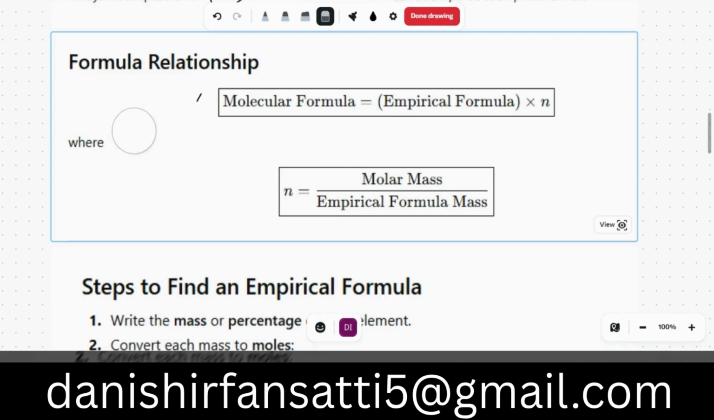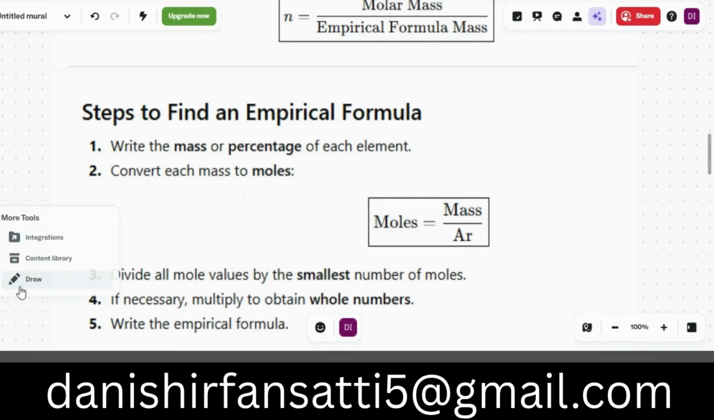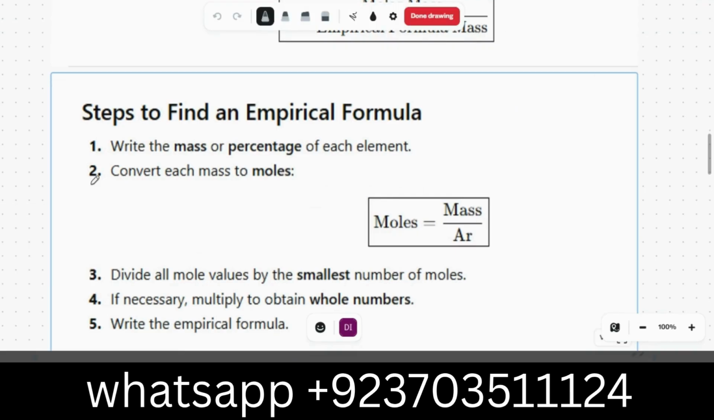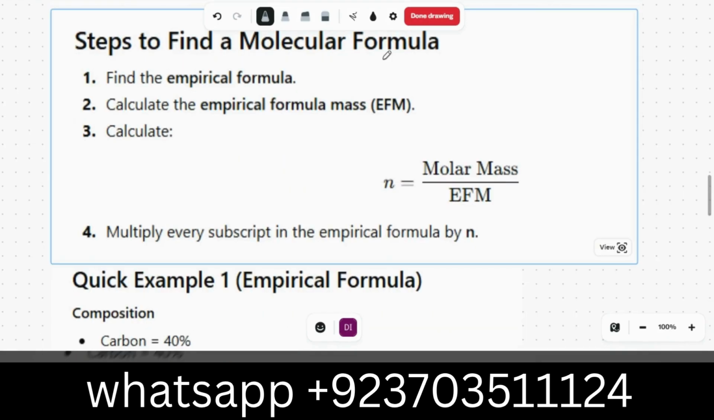Now what are the steps to find empirical formula? Write the mass or percentages of each element. Okay, and convert them into the moles. How do we convert them? Moles is equal to mass over Ar. Okay, divide all the mole values by the smallest number of moles. If important, multiply to obtain a whole number. Write an empirical formula.